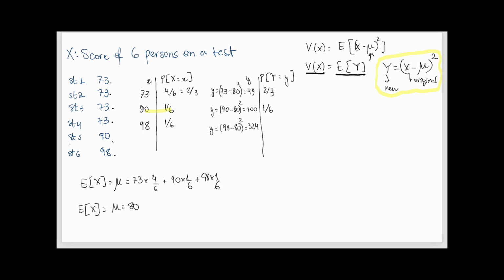Okay, and the last one is, what's the probability of y being 324? Well, the probability of y being 324 is the probability that x is equal to 98, and then this is 1/6. You can check out here. So this is 1/6. Okay.